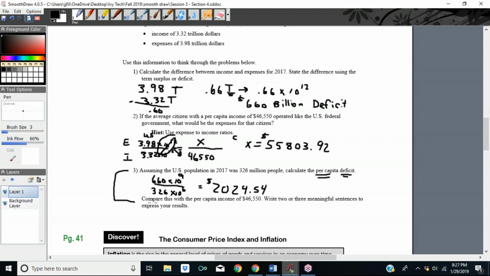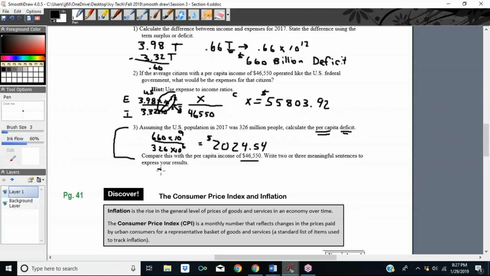And the next question says compare this with the per capita income. So if we're going to compare it to the income, we can take the deficit to the income. So 2024.54 divided by the income, which was 46,550. And if we divide those, we get 0.043.